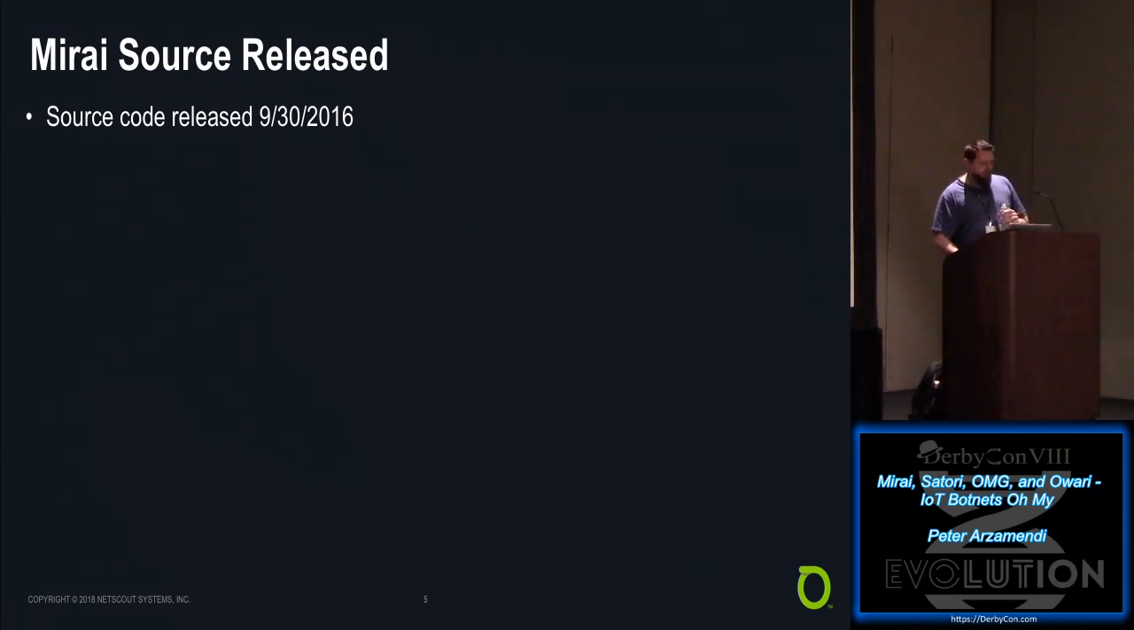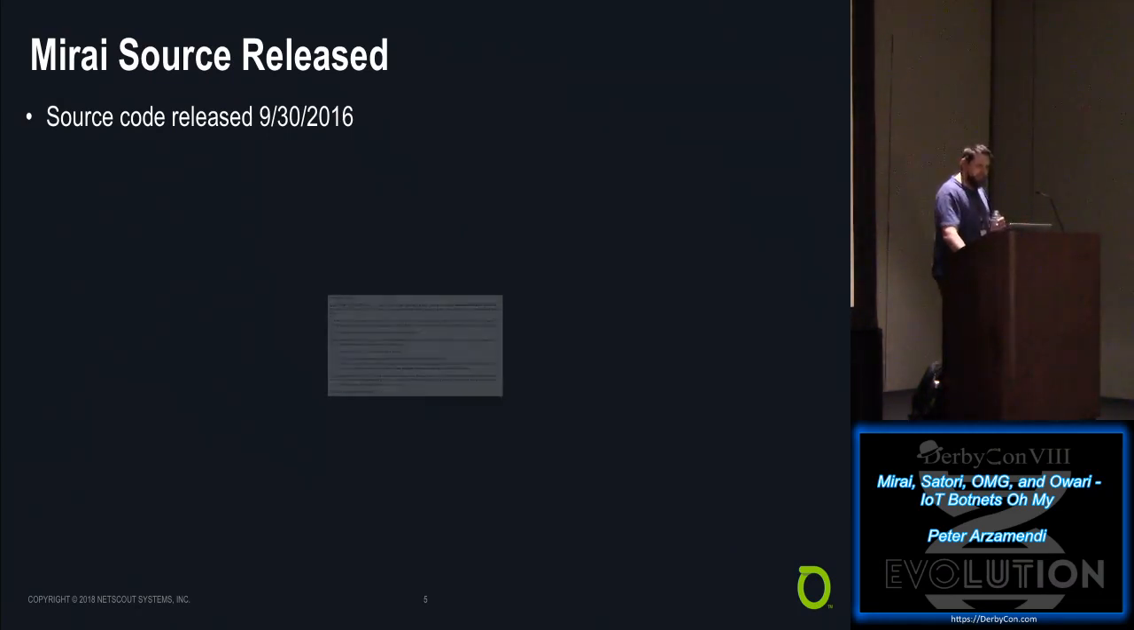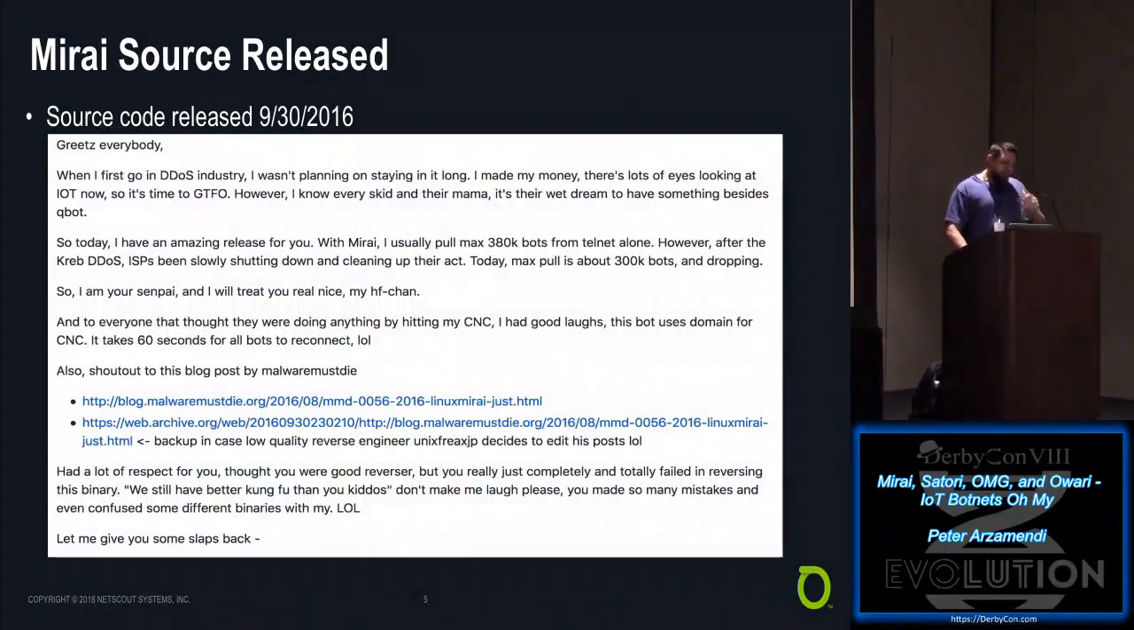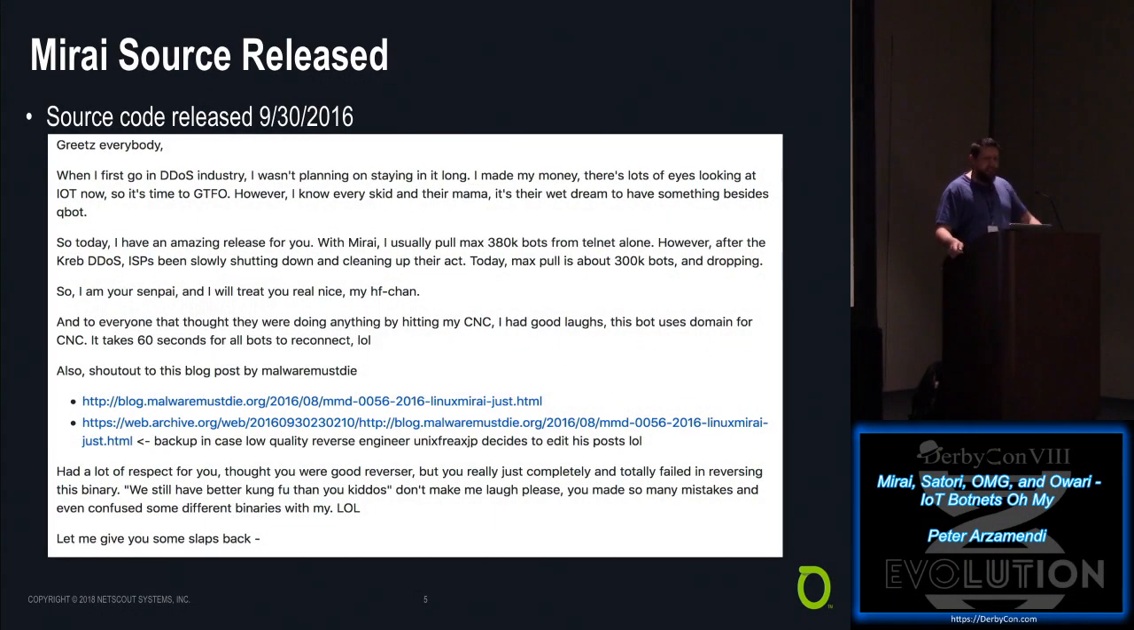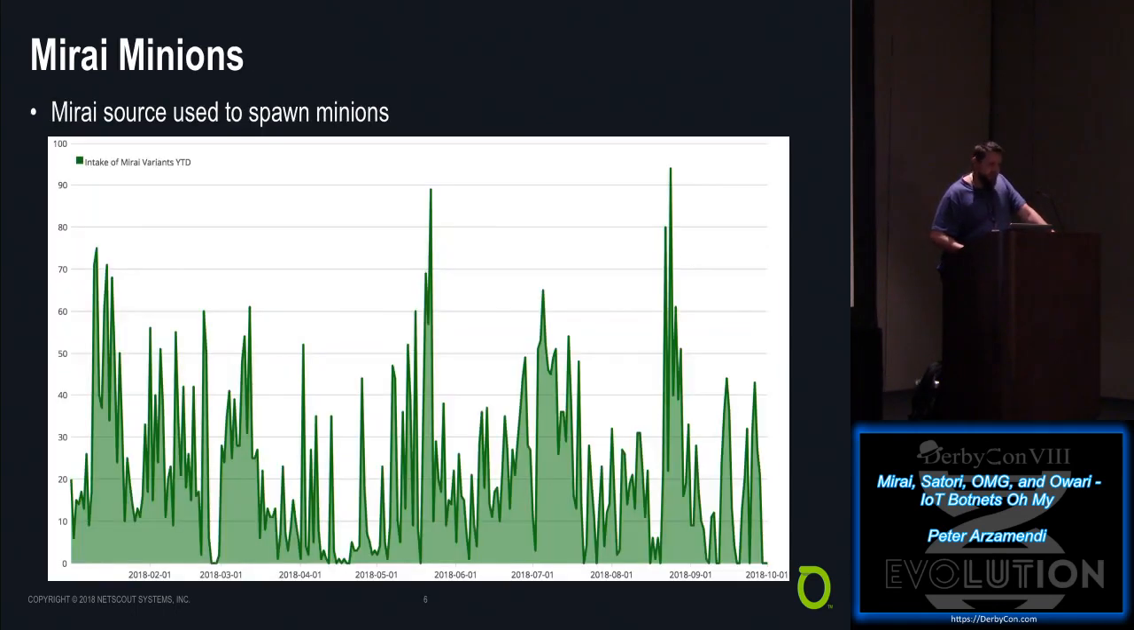Now we fast forward to September of 2016. The author of Mirai decides to, hey, I'm going to open source or release my code. Pretty much talks about why he got into it, why he did it, and then used information to hop down the source, and also kind of made fun of people that were doing analysis on the bot itself. Once he open sourced it, or released it, or leaked it, however you want to look at it, we started seeing several variants come out based on Mirai.